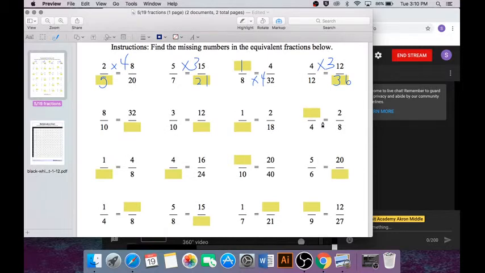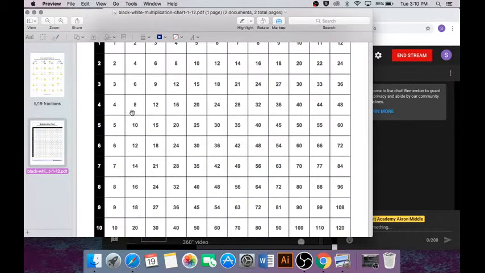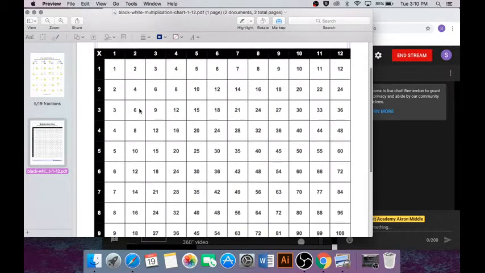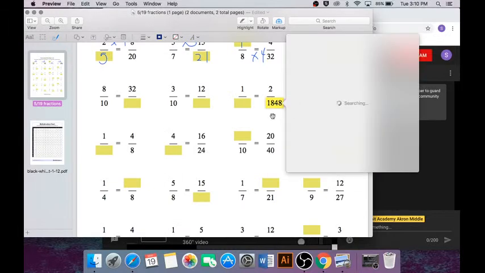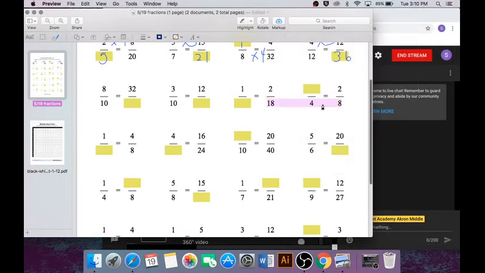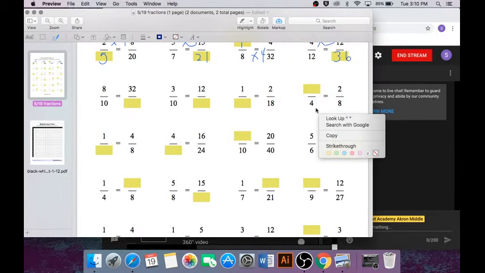Down here in our next one, we have our denominators filled in. Our first denominator is 4, and our second one is 8. So we start with our 4 times table and figure out what we need to multiply 4 by to get to 8. So over here, we have 4. We found 8, and 4 times 2 is 8. So this fraction has been multiplied by 2.